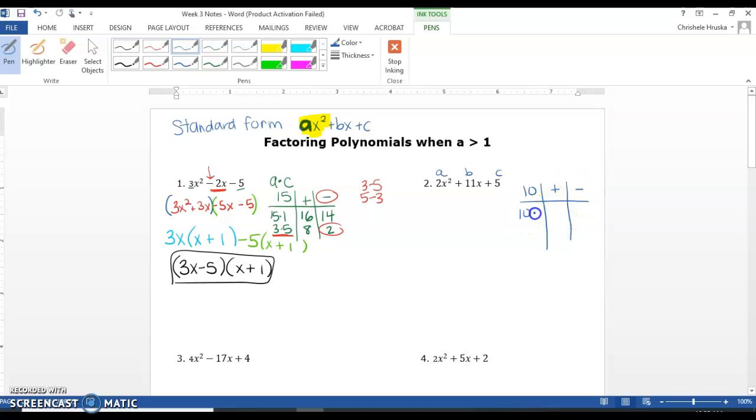Factors of 10. 10 and 1, 2 and 5. That's it. Add them, subtract them, add them, subtract them. I was looking for the B value, which is 11. I found 11. It's under the plus column.